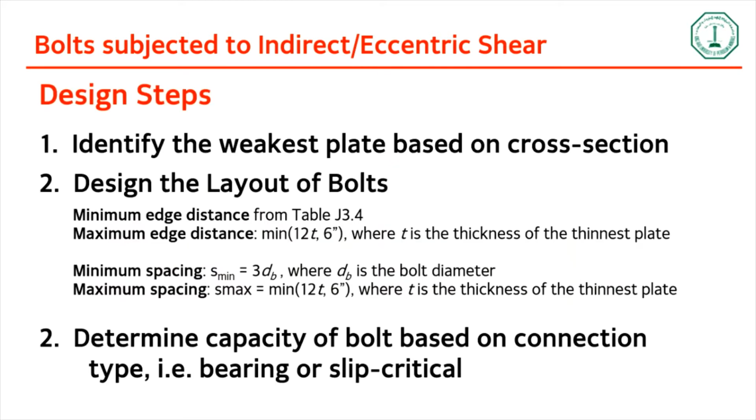Now these are the design steps. When I'll be going through a problem, we'll see how this is applied. The first step is to identify the weakest plane, then to design the layout of the bolts. We know this from the previous lab. Then determine the capacity of the bolt based on the connection that we discussed earlier. If it's bearing, you'll have to check both shear as well as bearing capacity of the bolts, and for slip critical, we have an equation in the manual.